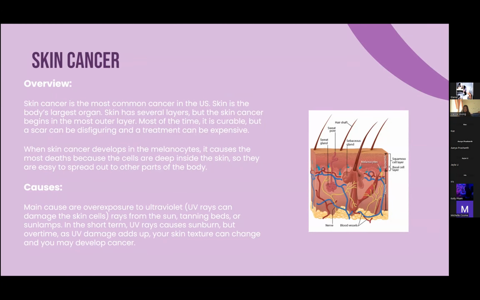The main cause of skin cancer is too much exposure to UV, or ultraviolet rays, which can come from the sun, tanning beds, or sun lamps. You may not notice much of a difference after being exposed for a short time, but UV rays can cause sunburn, and over time the UV damage piles up, leading to changes in skin texture, which sometimes can cause cancer.